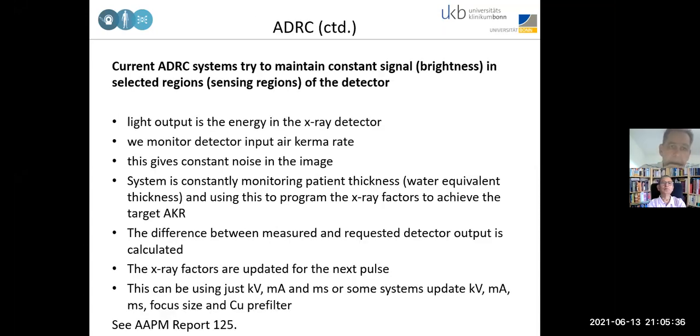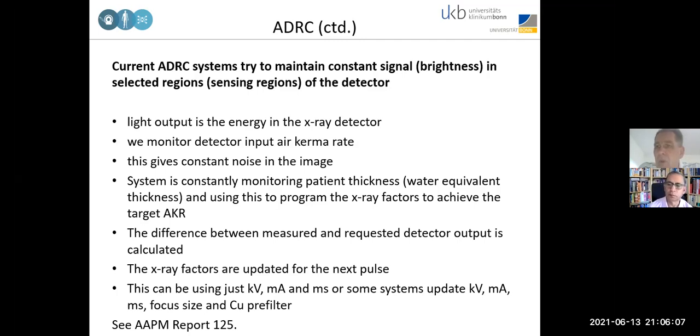The current ADRC system tries to maintain a constant signal in the selected region of the detector. That is what the ADRC is used for. The light output is the energy in the X-ray detector. We monitor the detector input as air kerma rate. That gives us constant noise in the image, unfortunately. The system is constantly monitoring patient thickness.